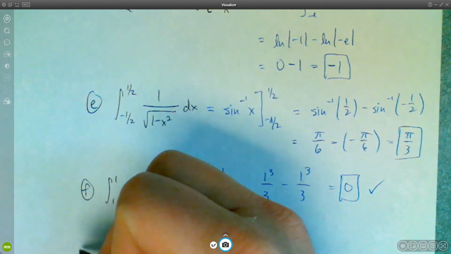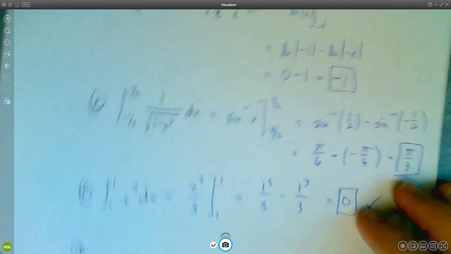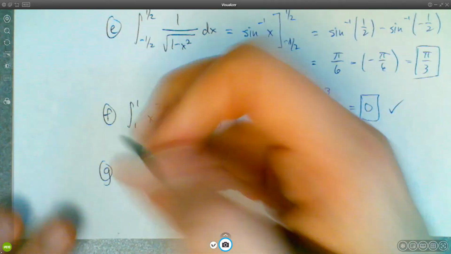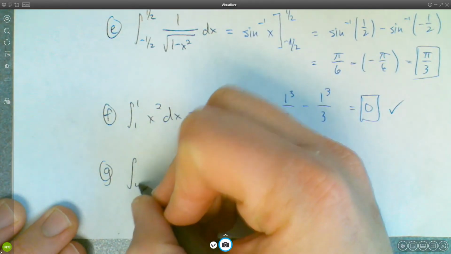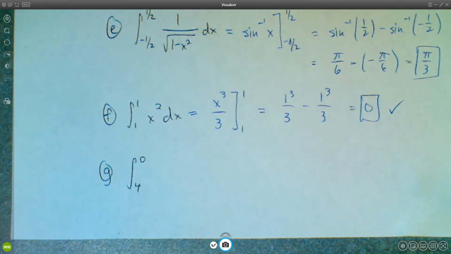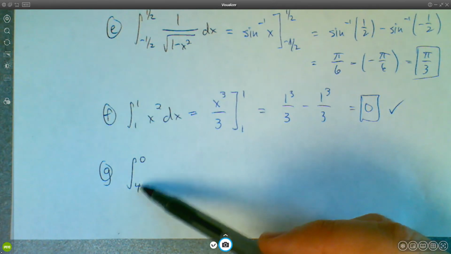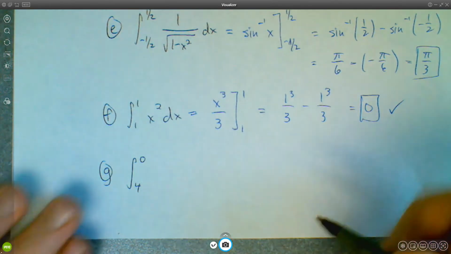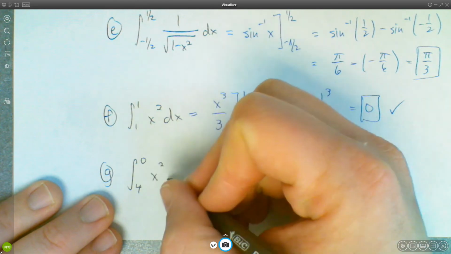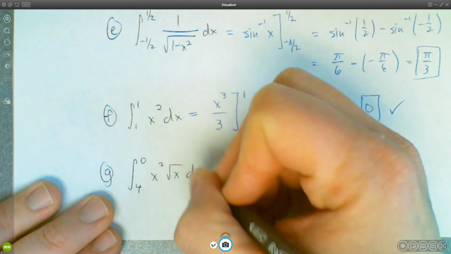And then the other thing that I wanted to say real quick is that let's say that your limits of integration are backwards, so that your lower limit is larger than your upper limit. And let's do this for something like x squared times the square root of x dx.